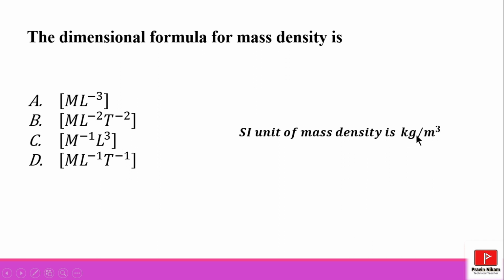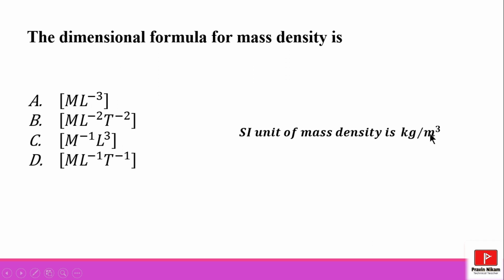So here you need not convert your unit into basic or fundamental units. It is already in the form of fundamental units. So let us see how to write the dimensional formula for this quantity. So kg means M, mass. It is at the numerator, so M raised to 1.